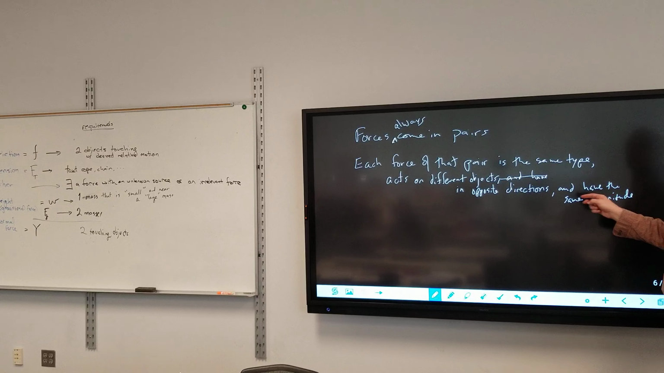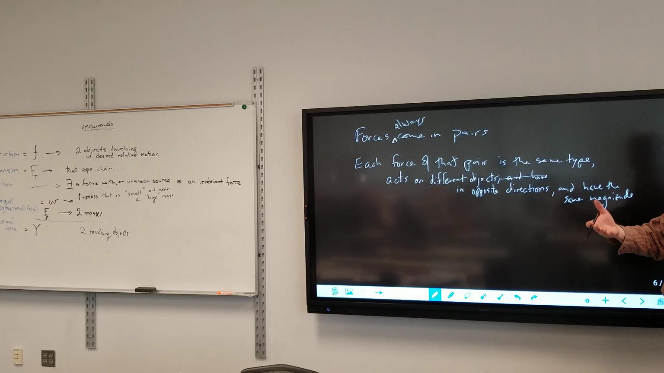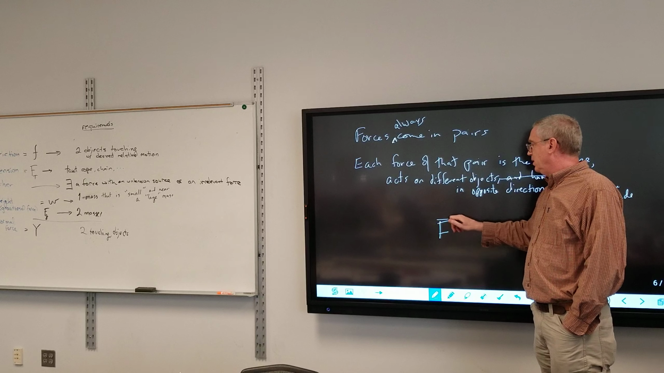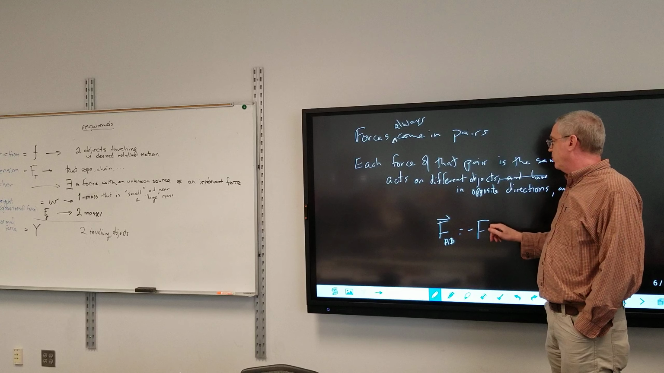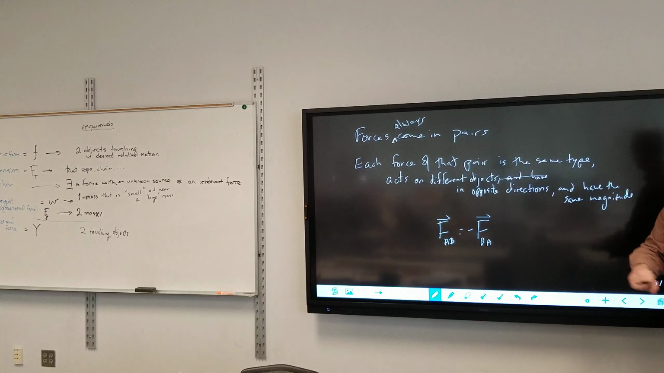I was gonna tack this on and then I realized I should throw that in first. That's why I crossed that out. It was easier than erasing. Now, of course, there's a shorthand way of writing it. I'm just gonna write the shorthand up here. It doesn't necessarily make sense at this point. It will come back later. But the shorthand of this, the force acting on A from B is equal to the negative of the force acting on B from A. That's the shorthand version of this.